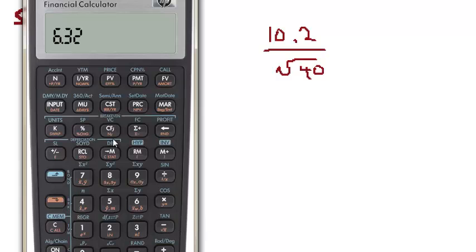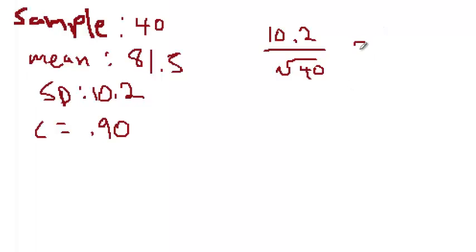Okay, 6.32. So we'll say 10.2 divided by 6.32, and it gets us 1.61. So our population standard deviation is 1.61. Now we want a confidence interval of 90, and remember, confidence intervals are two-tailed distributions, as we've seen already.